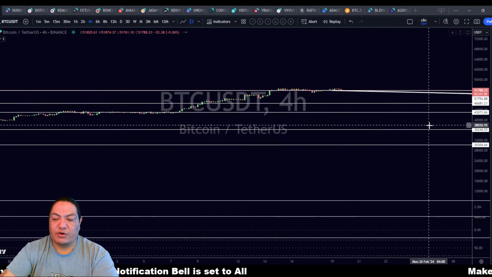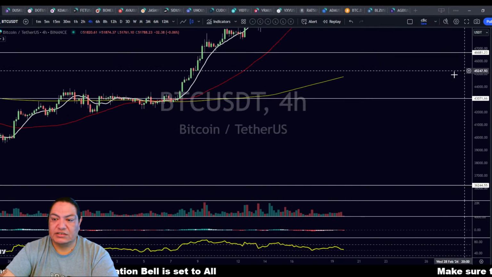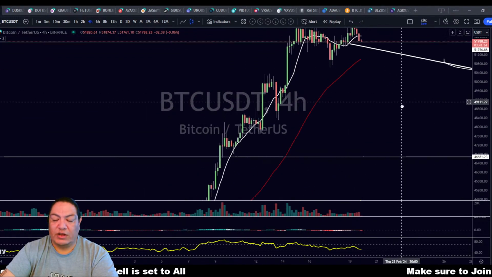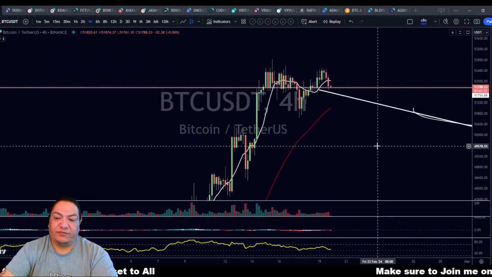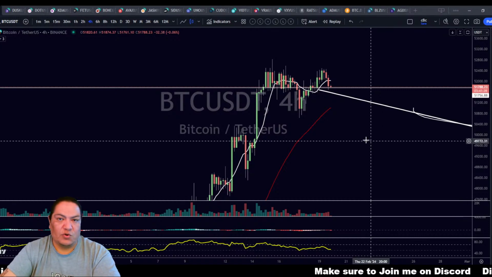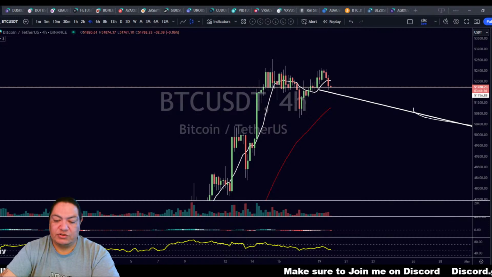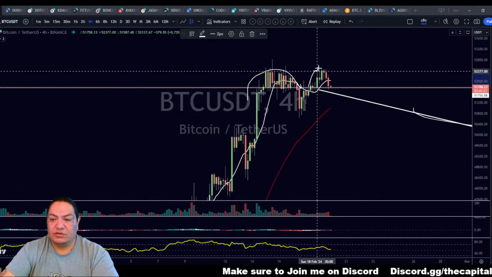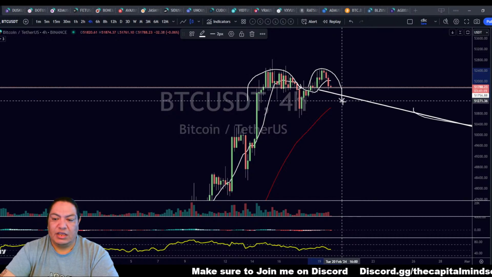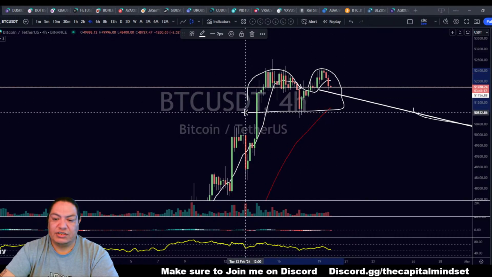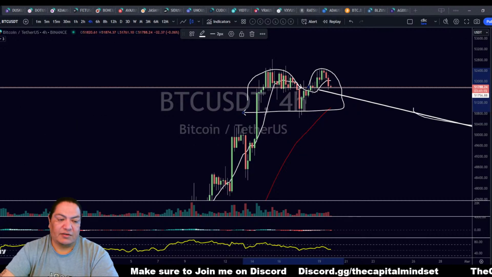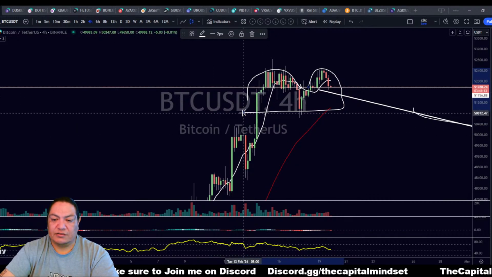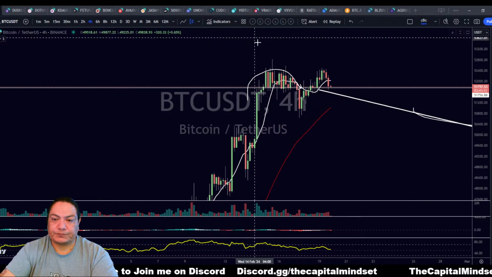Now, on the 4-hour time frame, this is looking like it wants to come down. If you are a pattern trader, which I'm not, but if you are, great. This is what you see. You see a top. You see a possible other top. It needs to break this level. Let me take out my magnet tool. Let me just delete that.